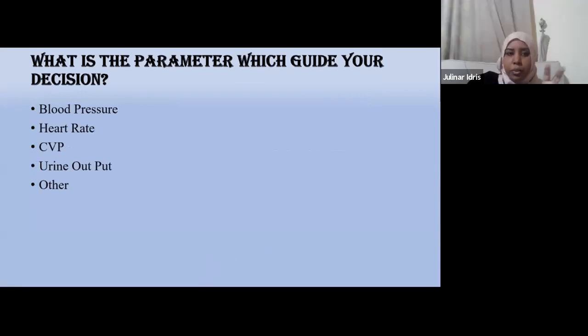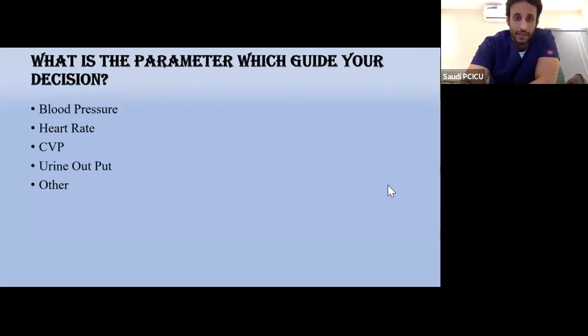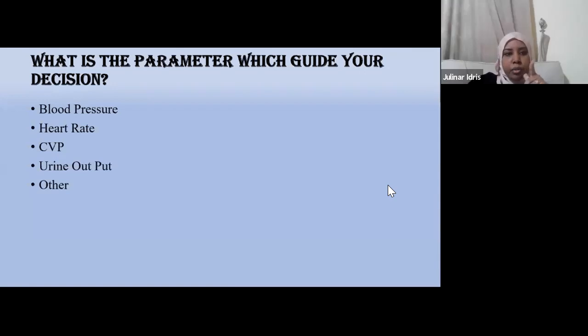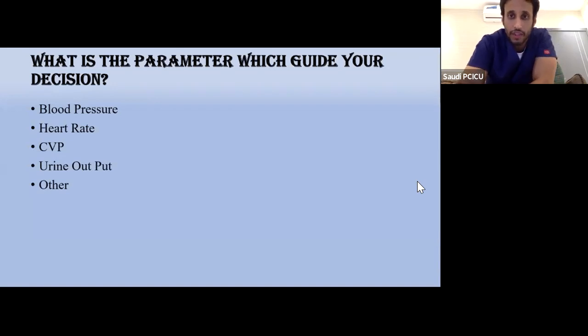So what are the parameters which guide your decision? Was it the blood pressure? Was it the heart rate? Was it the CVP, urine output, or others? Another poll will appear and you can choose more than one answer, by the way. Okay, so guys, you can choose multiple parameters, and we'll see the most used parameters probably for assessing fluid responsiveness in cardiac ICU or medical ICU in general. But on that scenario.